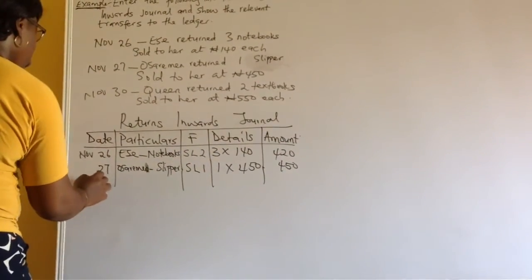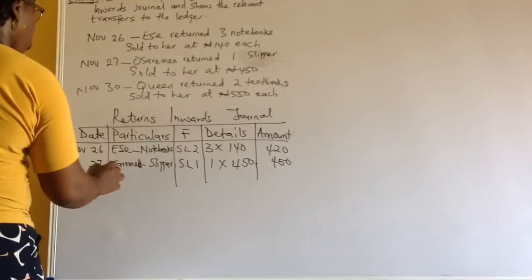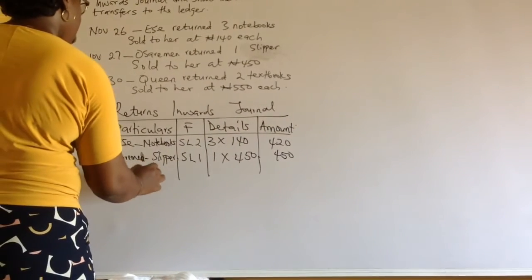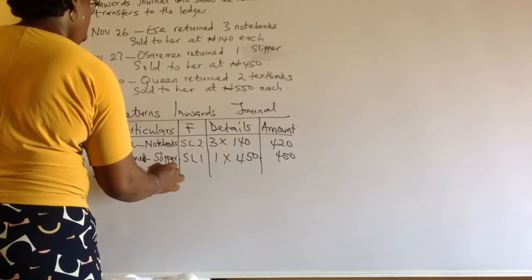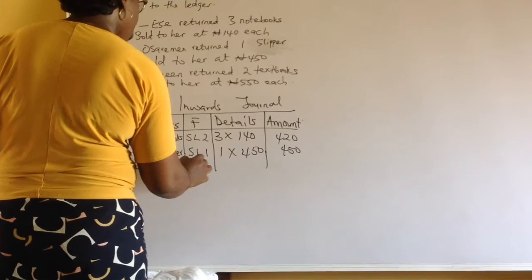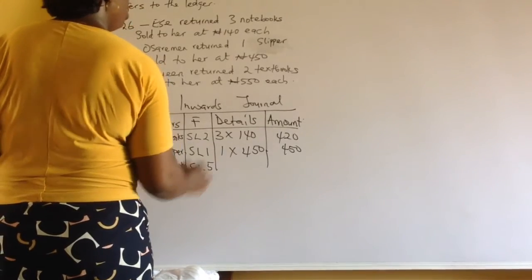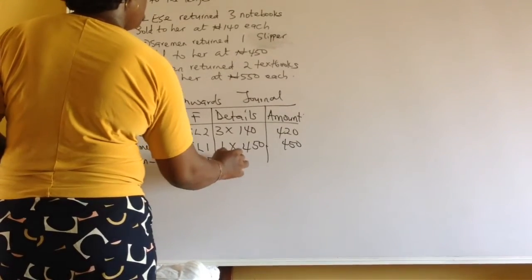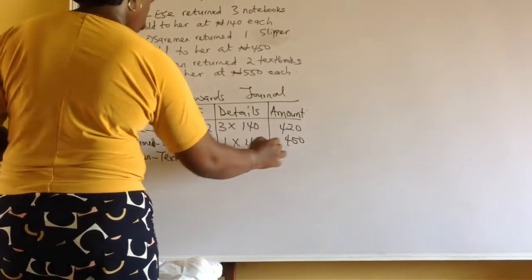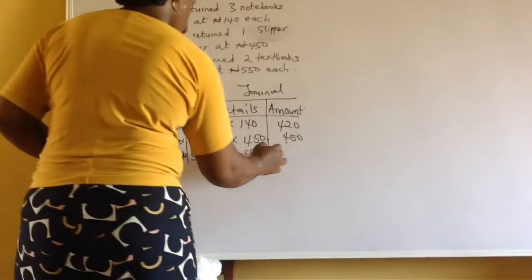Next transaction is for the 30th. Queen returns textbooks. This transaction was on sales ledger page 5 and it was 2 textbooks by 550 naira. When you multiply this, you have 1,100.